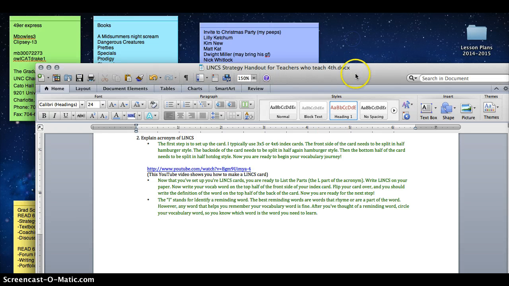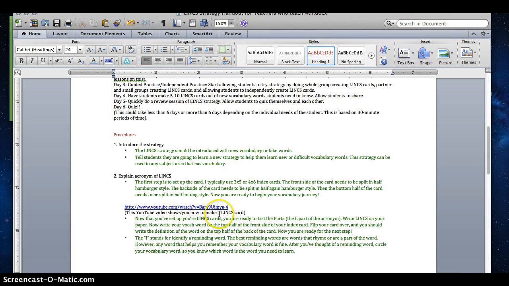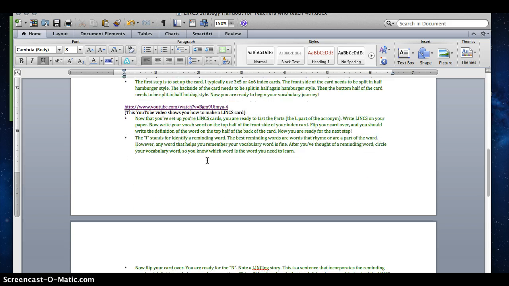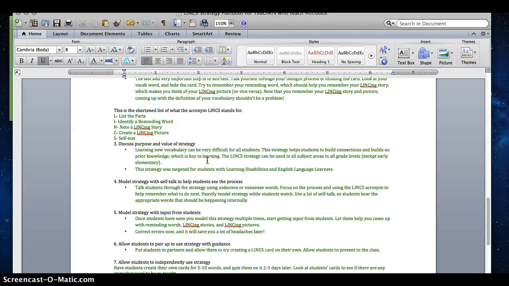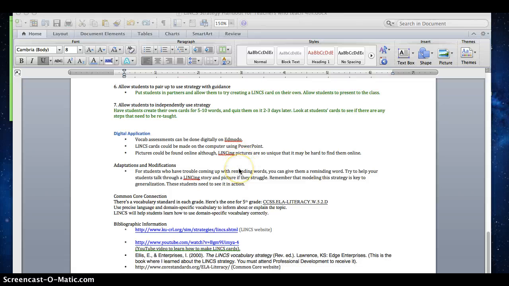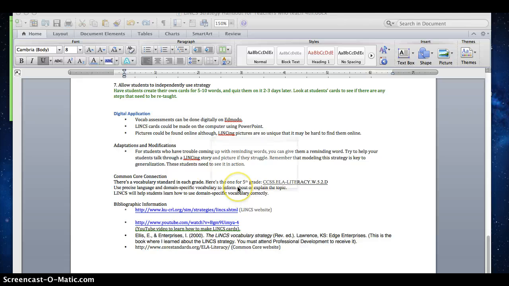There's also a YouTube video that I've posted on this handout. It shows you how to make a links card if you need more practice or to see it. Then a way you can use it in a digital application is by having your vocabulary assessments on Edmodo. Links cards can be made on the computer using a PowerPoint. Pictures can be found online, although linking pictures are so unique that it may be hard to find them online.